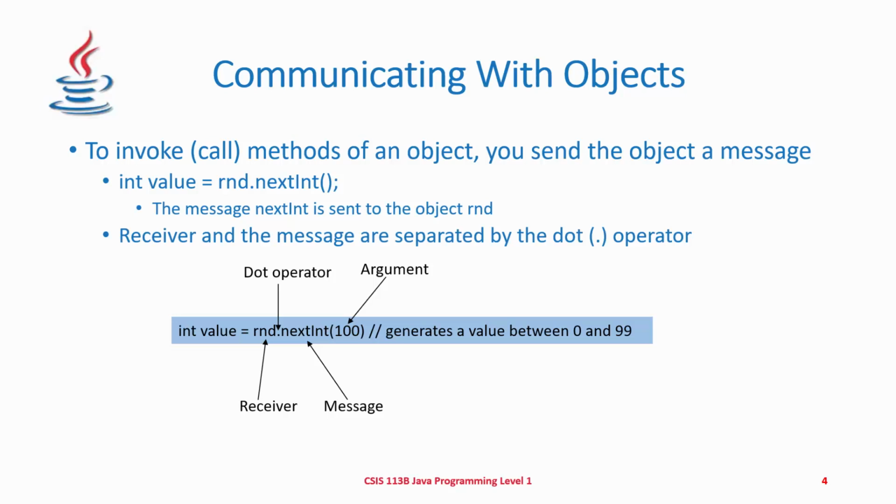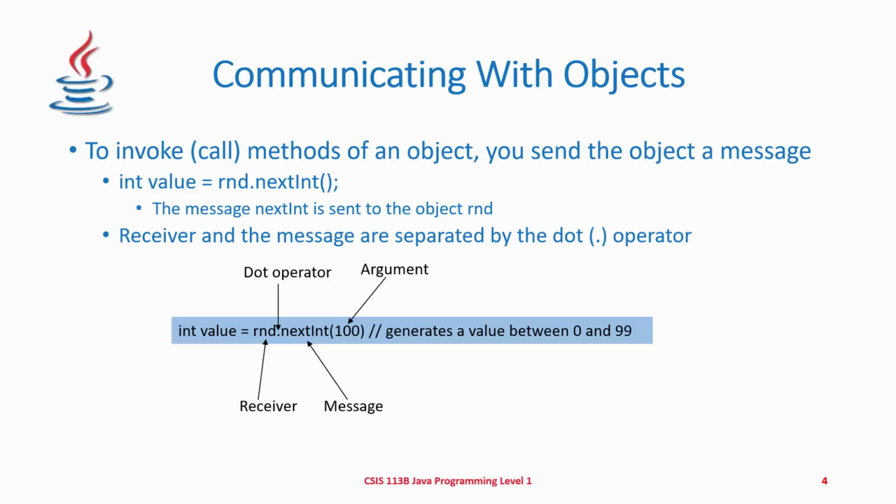Of course you know by now that this generates a value between 0 and 99. It always starts at 0 unless we shift it, and the value in the parentheses identifies the range of values that could possibly be returned from a random number.